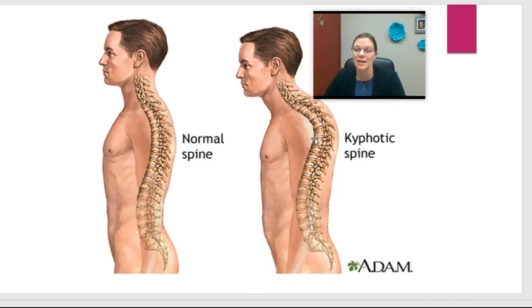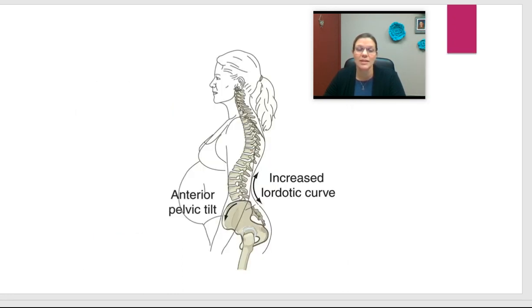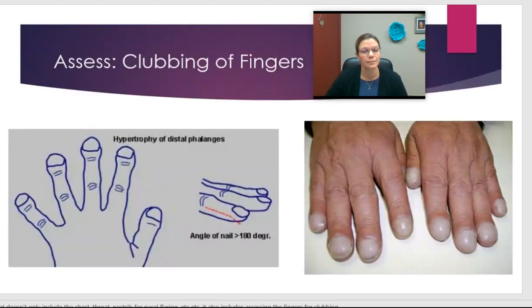Kyphosis, this shows a kyphotic spine, or a thoracic anterior curvature. And then we've got lordosis. And so this picture over here is a picture of a child demonstrating lordosis, but also pregnant women may demonstrate an increased lordotic curve because of the weight of their belly, but also because the hormones of pregnancy can cause some laxity of the joints and allow for increased movement.